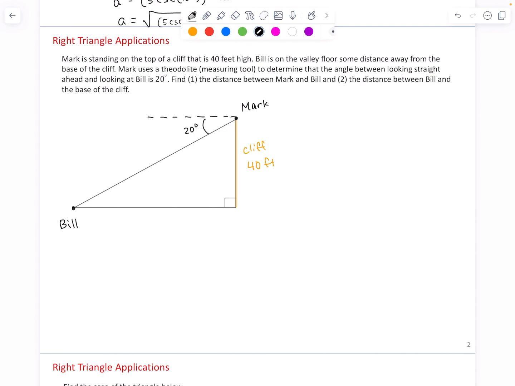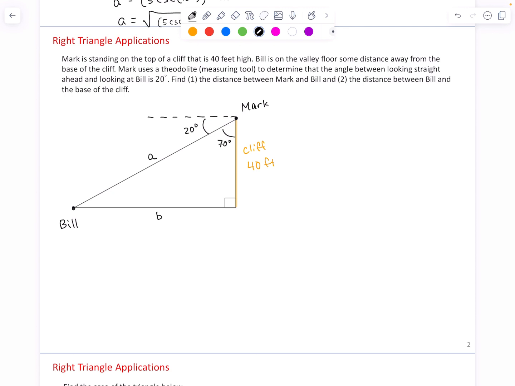And our goal is to find how far apart are Bill and Mark, and how far is Bill from the base of the cliff. Since the first question is to find the distance between Mark and Bill, I'll call that A, and the distance between Bill and the base of the cliff is the second question, so I'll call that B. Now we know the angle between the dotted line and the cliff is 90 degrees. So we know that this angle inside the triangle has to be complementary to the 20 degrees. So this interior angle has to be 70 degrees.